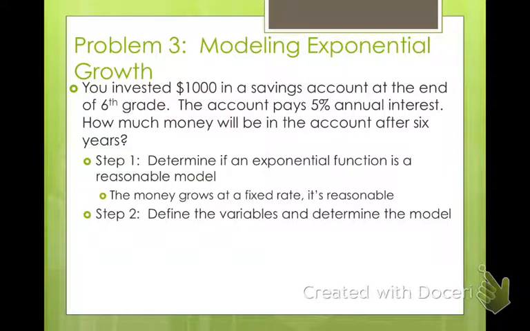Okay, so we need to define our variables. So A is our initial amount. So what was your initial amount that you invested? Well, that's the $1,000. Okay, what was your rate?